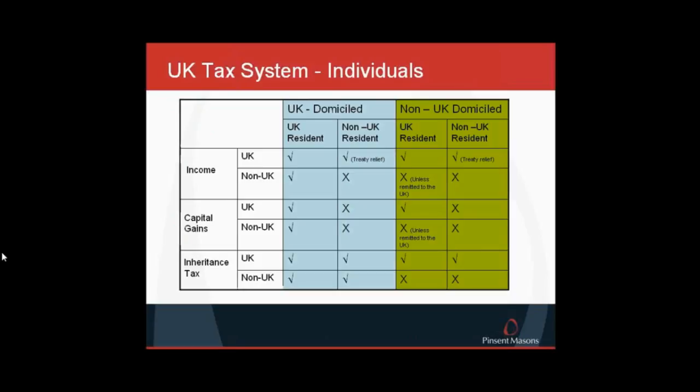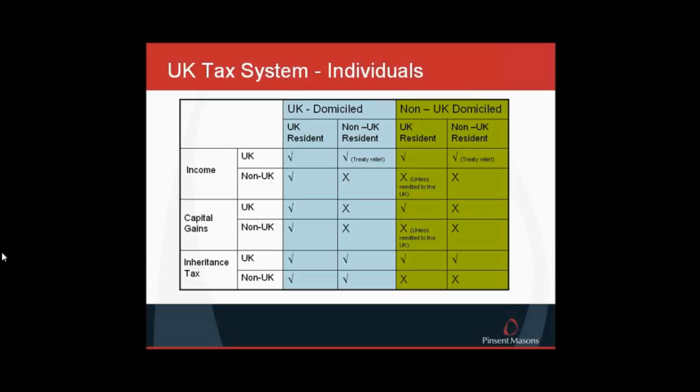This slide is an overview of the UK tax system and how it works. You have the blue box, which is the UK domiciled individual, and the green box is a non-UK domiciled individual. I'll explain a little bit more in a second about how that works. Down the left-hand column you have income, capital gains and inheritance tax, the three core taxes in the UK.